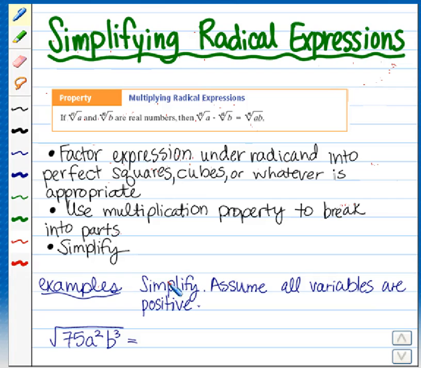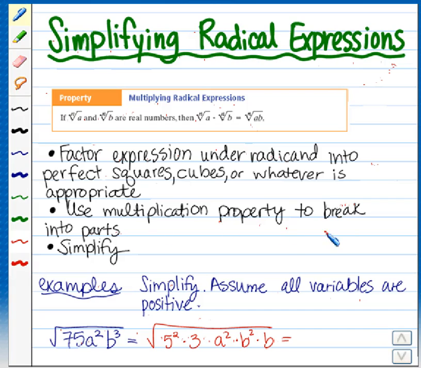So here's some examples. We want to simplify, and we're going to assume all variables are positive for these examples, so we don't need to worry about absolute value signs yet, okay? So here we have the square root of 75a squared b cubed. So first we want to factor the expression into perfect squares because it's a square root. So I've got 75, I know that's 25, or 5 squared, times 3, times a squared, and then b cubed is b squared times b, okay? So that's our first step.